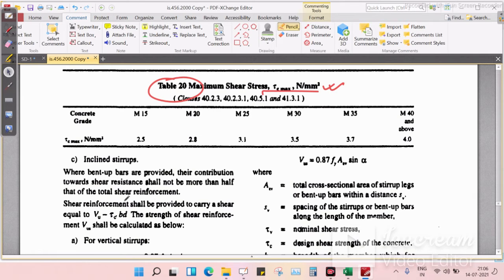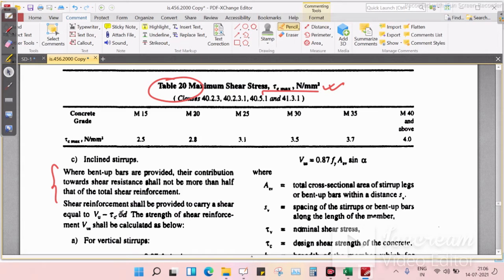So what will happen when bent up bars are provided? Their contribution towards shear resistance shall not be more than half that of the total shear reinforcement. So the bent up bar contribution should not be more than half of the total shear reinforcement. Okay, we will use this clause in our problem calculation.